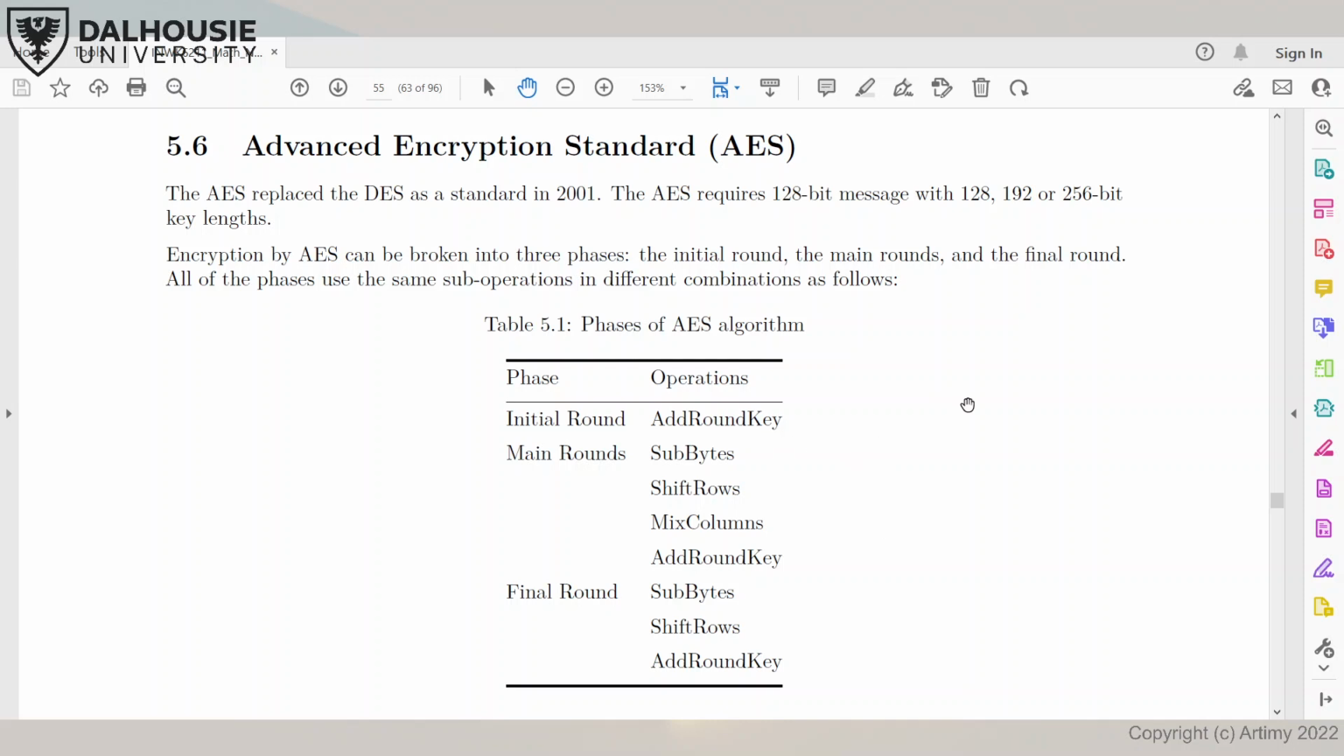The first thing that they did was to increase the size of the key. The AES has three different flavors. It can take a 128-bit key, or a 192-bit key, or a 256-bit key. The message itself is always 128-bit, but the keys can be exactly the message length, or 192 or 256. All right.